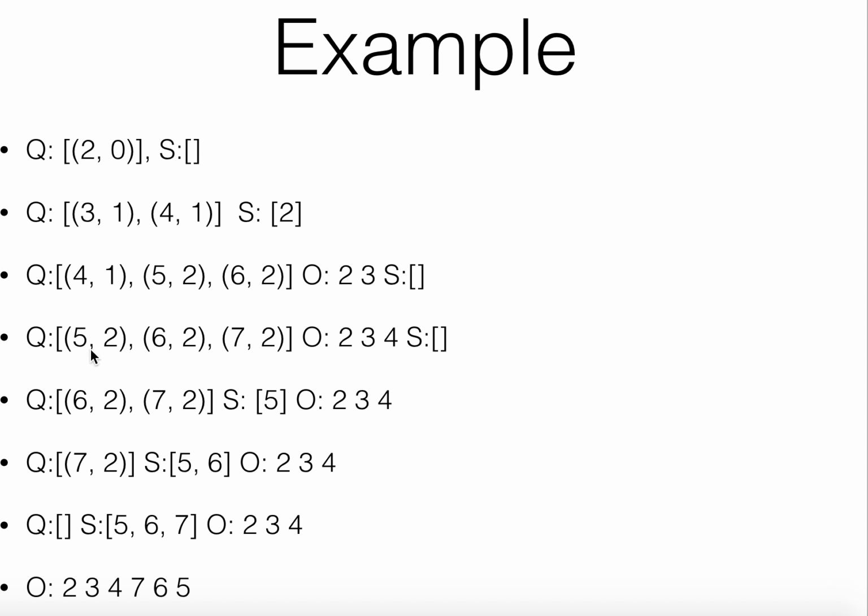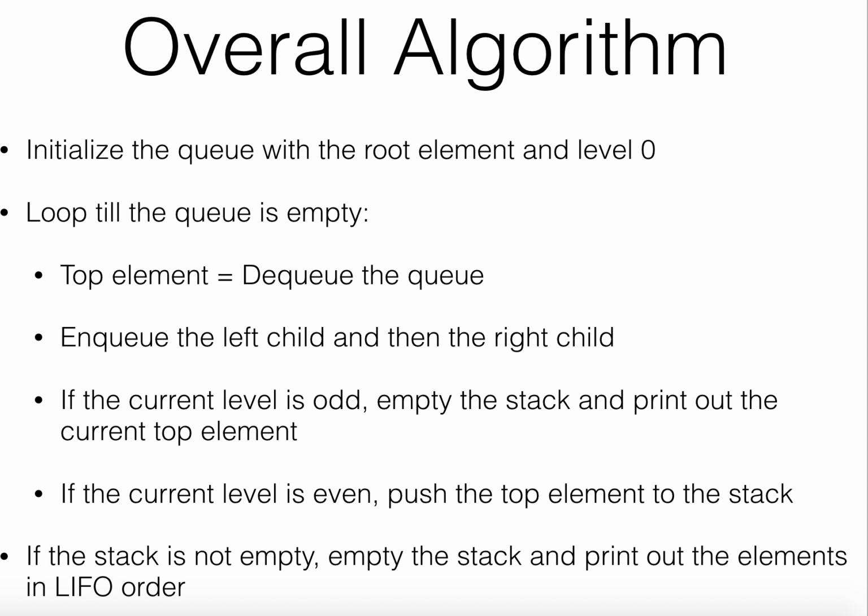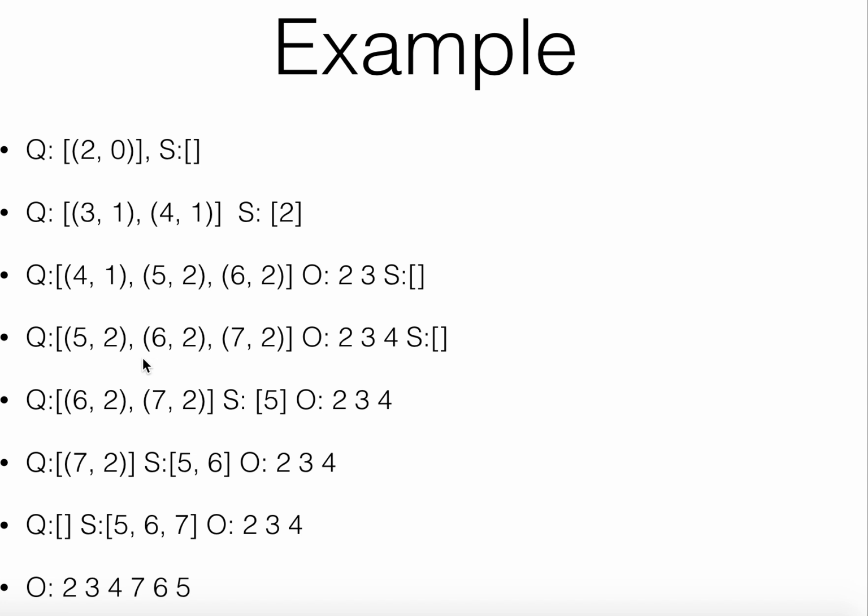Now when you dequeue 5 and 2, your current level is even. And if the current level is even, you push the element onto the stack. So you push 5 on top of the stack. Similarly for 6, you push it on top of the stack since the level is even. And for 7, the same. So your stack in the end looks like 5, 6, 7, and your output is 2, 3, 4.